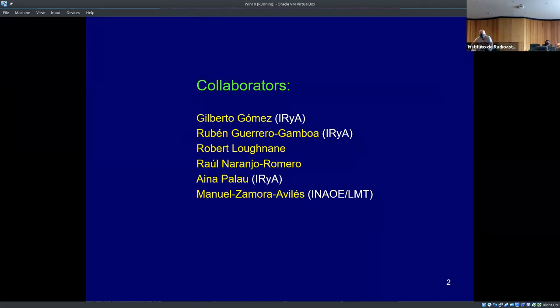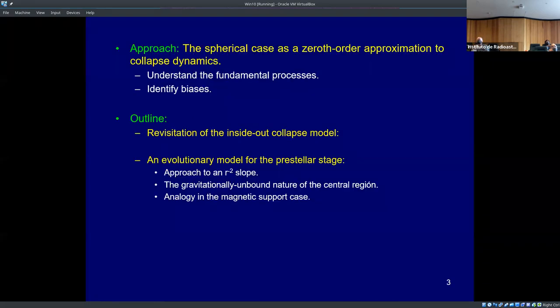They are all from here, or they were at some point here. Gilberto Ruben is one of my students. Robert Loveman was my postdoc before. Raul Naranjo was my grad student, and Palau, you know very well. And Manuel Zamora, who's now at INAOE.